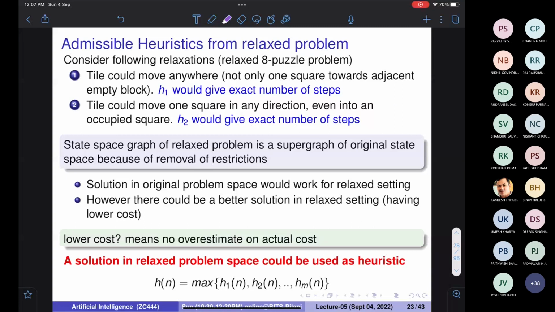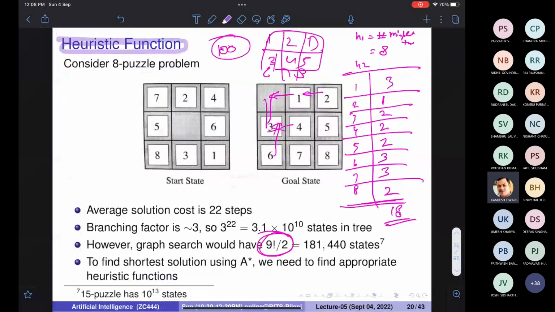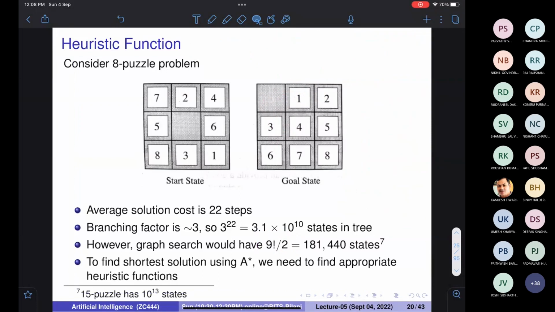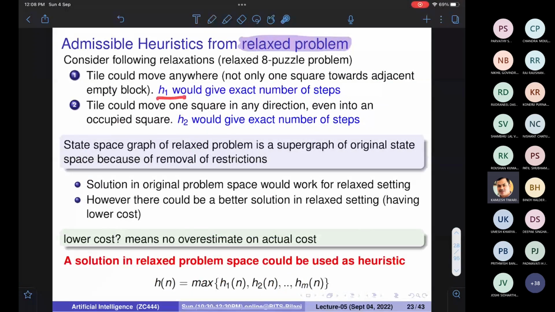Understand? So how did these come about? If you go to a deeper analysis, you find that they represent a relaxed problem. These heuristics map to some kind of relaxed problem. What do I mean by a relaxed problem? For example, if you want to put the 7 at the right place, you have to take it here, here, and here. Three steps you have to take. But if I say it can fly and come back here, this is a relaxed problem. It has lesser restrictions. It can fly and immediately come here. If I apply this kind of relaxation, then H1 would give you the exact number of steps.